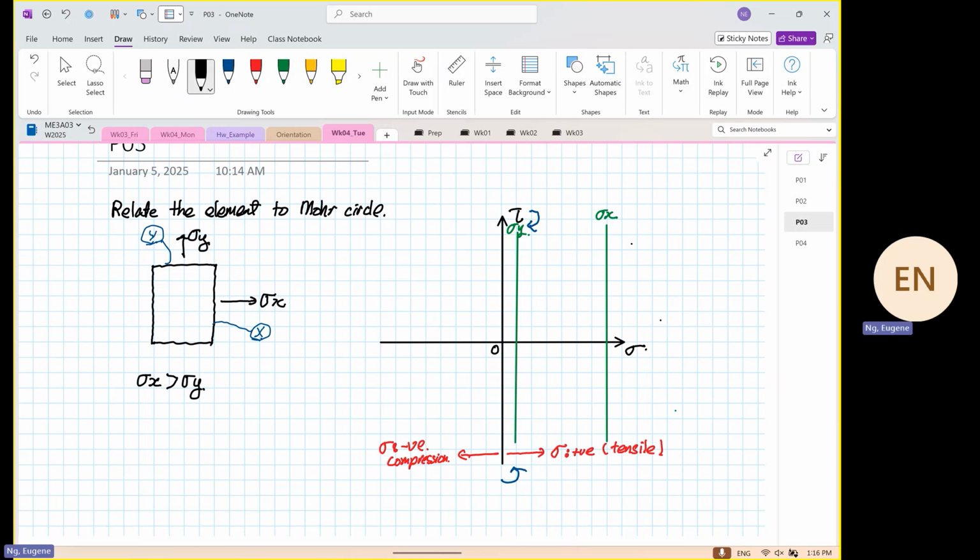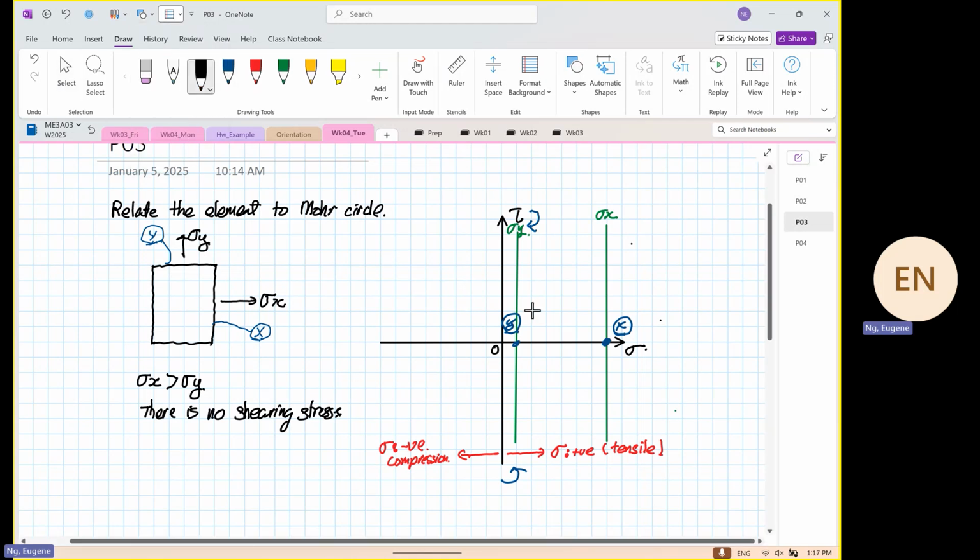As you can see over here, we realize that there is no what? There is no shearing stresses. So when that's the case, we know at this point, this is known as our point X. At this point, this is known as our point what? Y. So you know the values of the two extreme points. You can now construct Mohr circle.